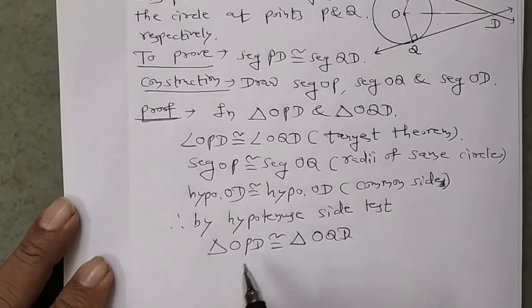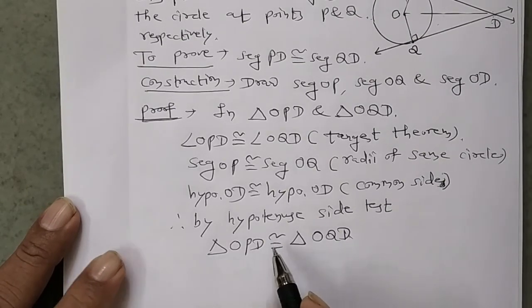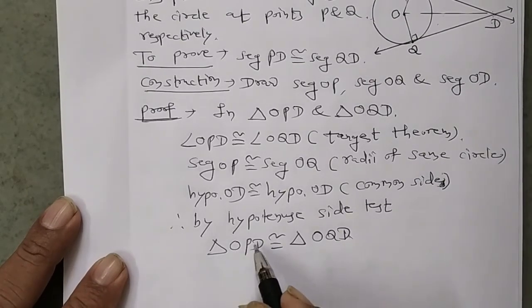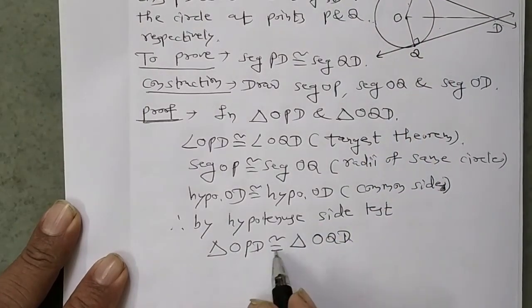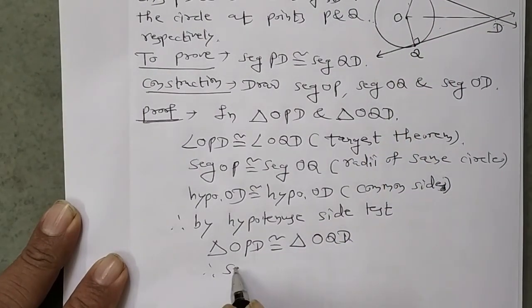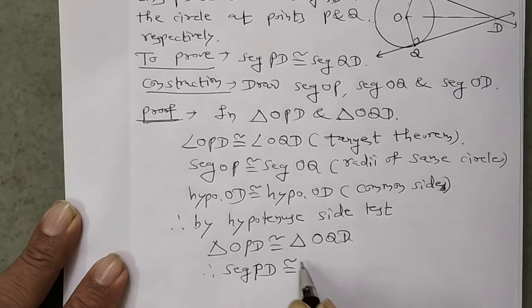Now we know that corresponding sides of congruent triangles are congruent. Therefore, its corresponding sides PD, therefore segment PD congruent to segment QD. This is the proof.